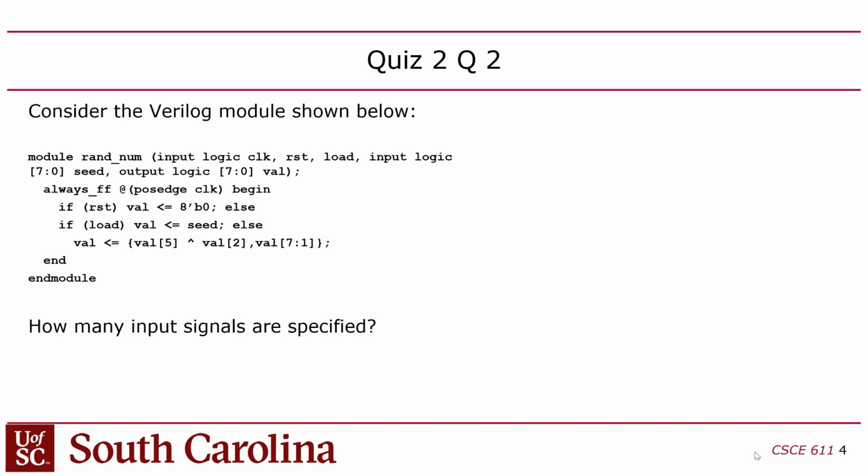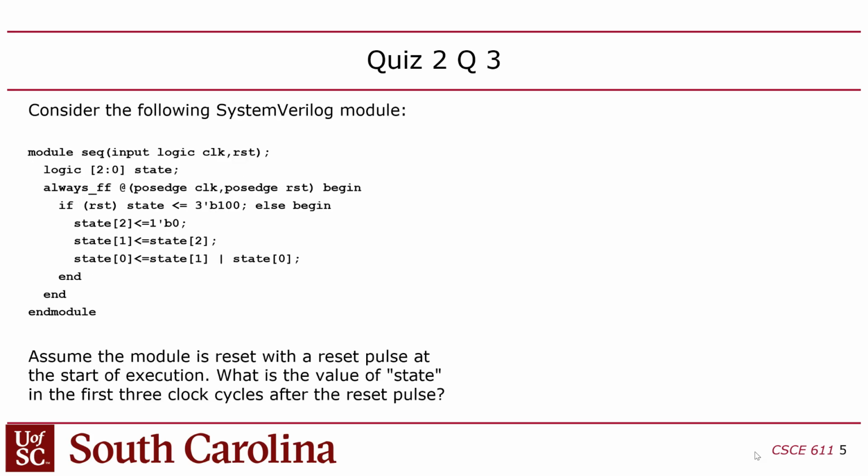It's a little confusing because you don't have input or output specified for reset or load, because they inherit the fact they're inputs from clock. So it's an easy question, but it is kind of confusing the way the syntax is set up. So the answer here should be clock, reset, load, and seed. So there's four inputs, one output. Okay, there's another SystemVerilog module.